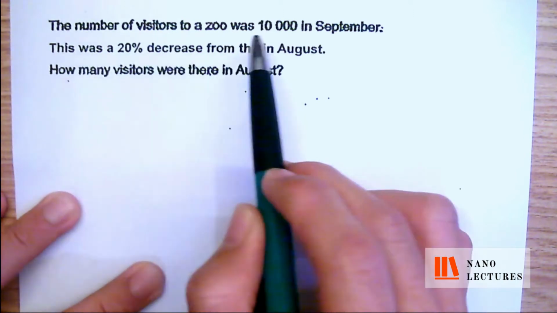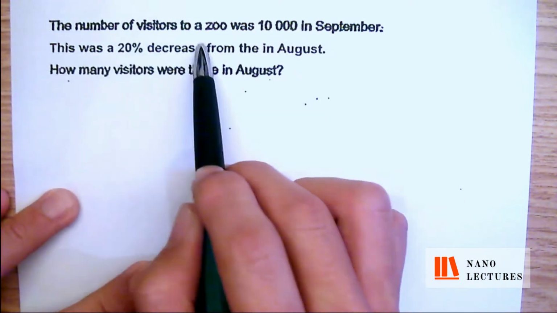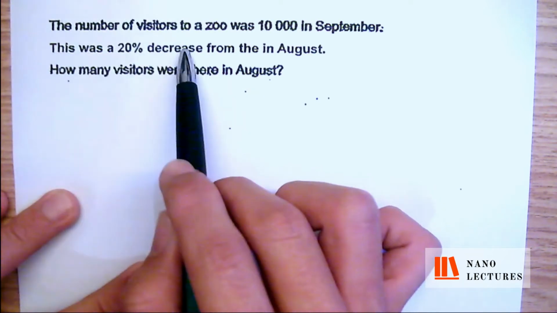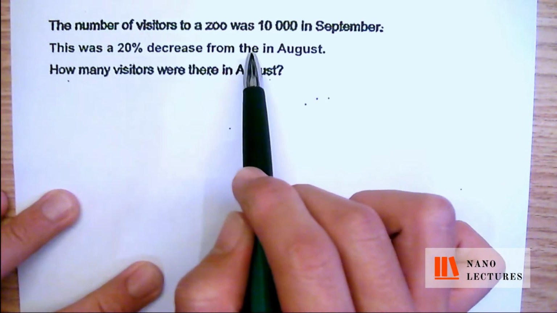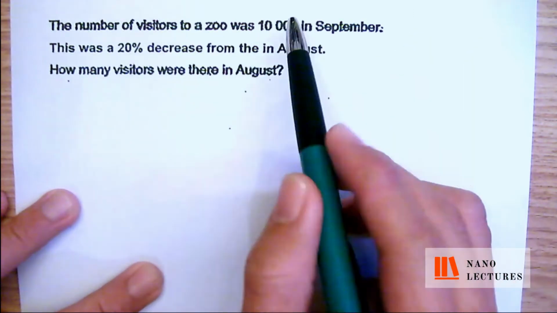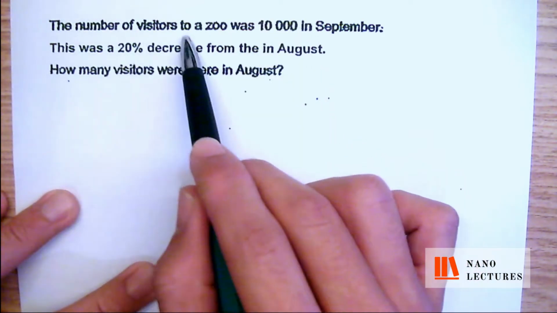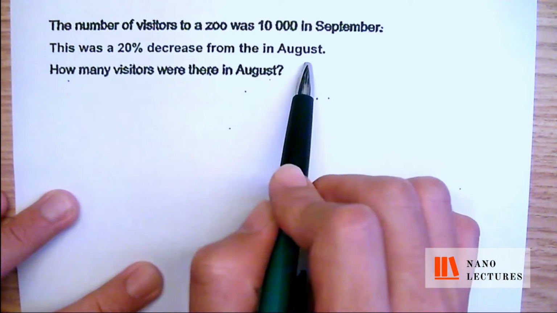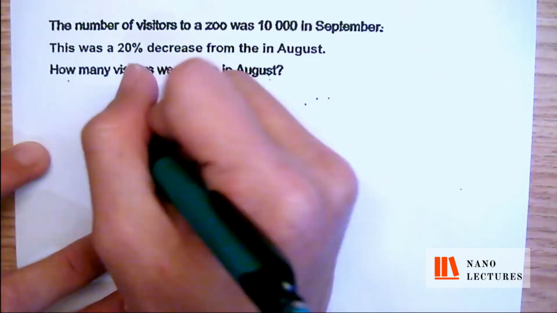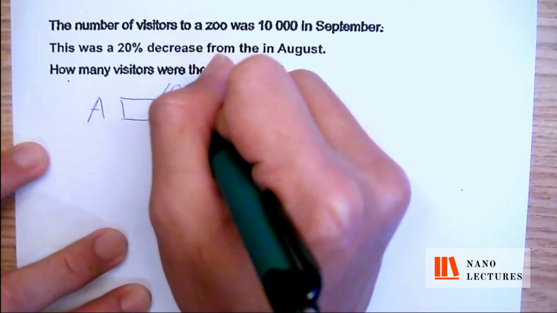The number of visitors to a zoo was 10,000 in September. There was a 20% decrease. Sorry, this was a 20% decrease from, in this case, the number of visitors to the zoo in August. So in September, this 10,000 visitors was actually a 20% decrease from August, which means right now we have to put August as 100%.